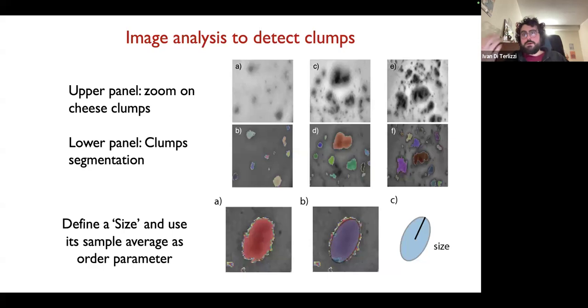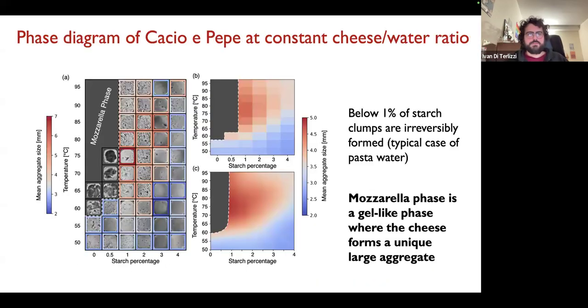And then, because we are talking about phase transitions, we needed an order parameter in order to characterize the phase diagram. And as an order parameter, we just took the average of all sizes of all clumps inside the sample. So here, for example, you would have taken all the sizes associated to these clumps. You take the average. This number characterizes the state of the sauce at this temperature, starch concentration, and protein concentration. These are the three variables that we examine, but I'm going to tell you a little bit more in a second.